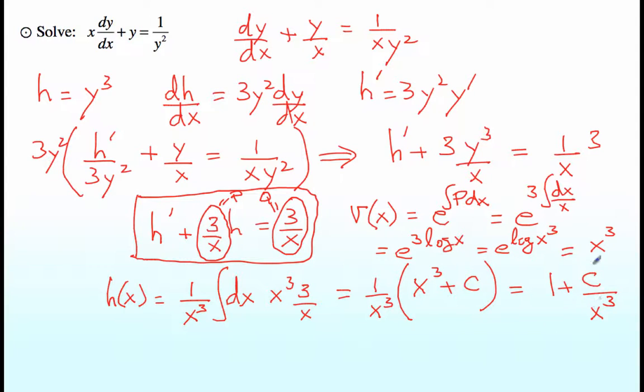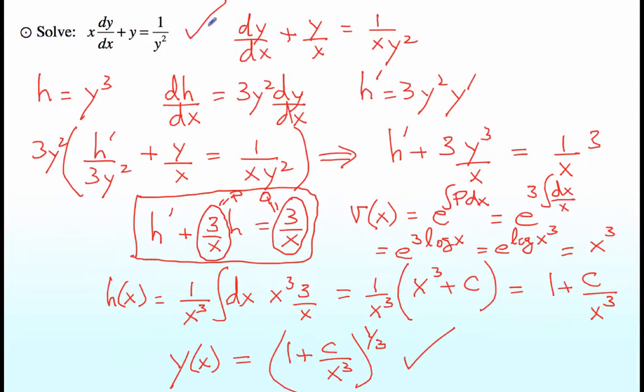We're not going to be able to find the constant because we've not been given any kind of initial value, but this is now h(x). And so we have found the solution to this equation. We just take from here y is h to the power 1/3. And so y(x) is (1 + c over x cubed) to the power 1/3. And that is the solution to this nonlinear first order differential equation.